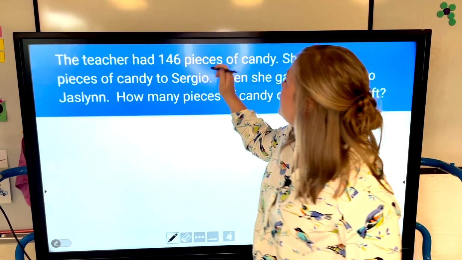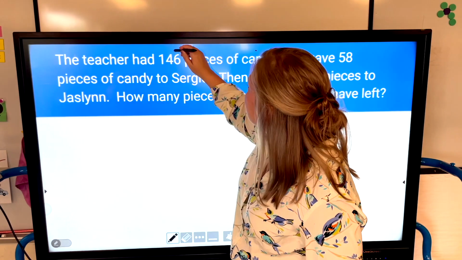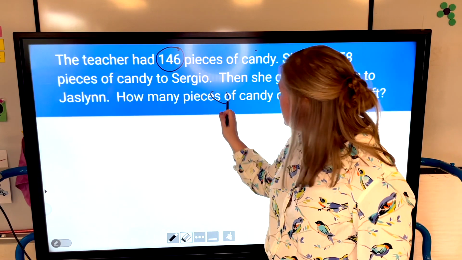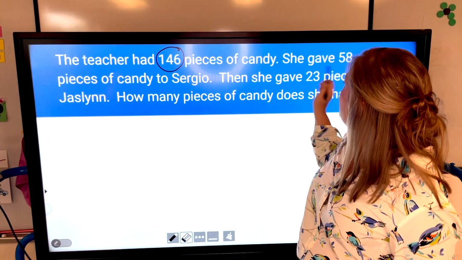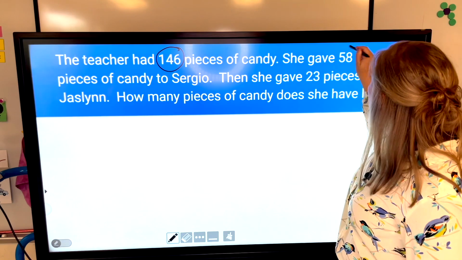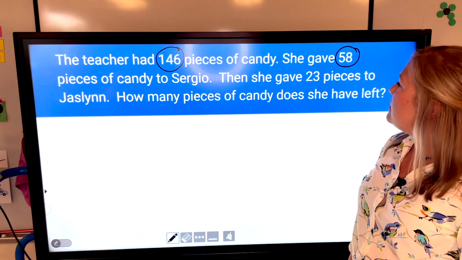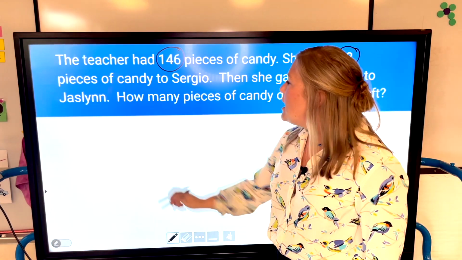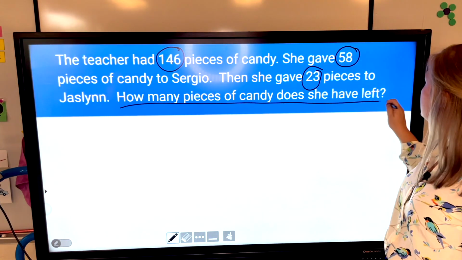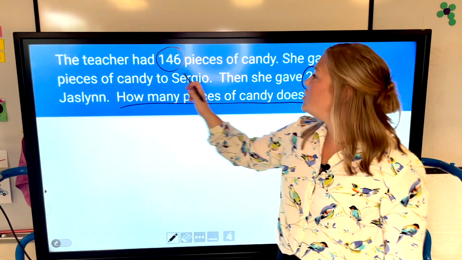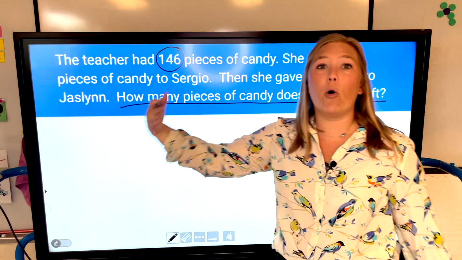So I see that we have 146 pieces of candy. I'm going to go ahead and circle that number. I know that's going to be important. Then she gave 58 pieces of candy to Sergio. Okay, I know that part's going to be important as well. Then she gave 23 pieces to Jaslyn. How many pieces of candy does she have left? So she started with this number, she gave some away, and then she gave some more away.